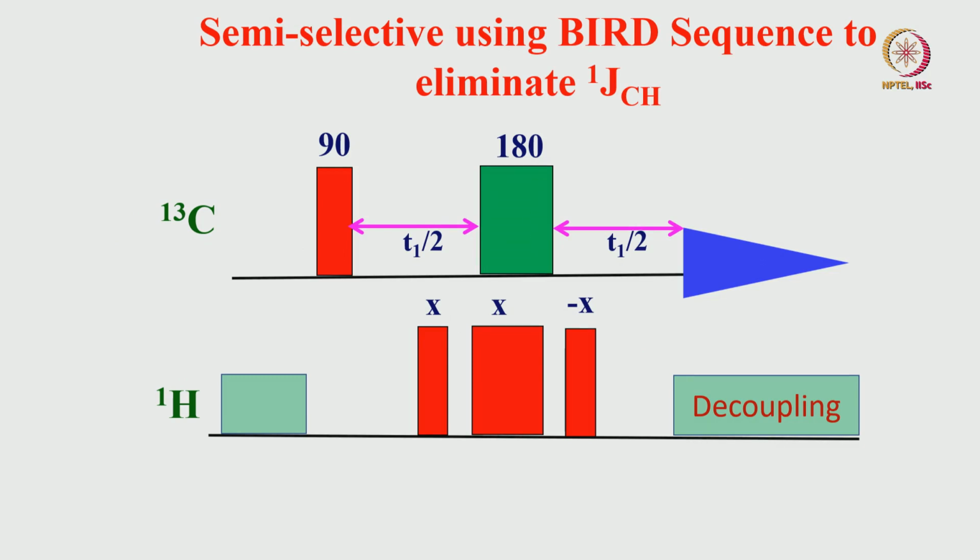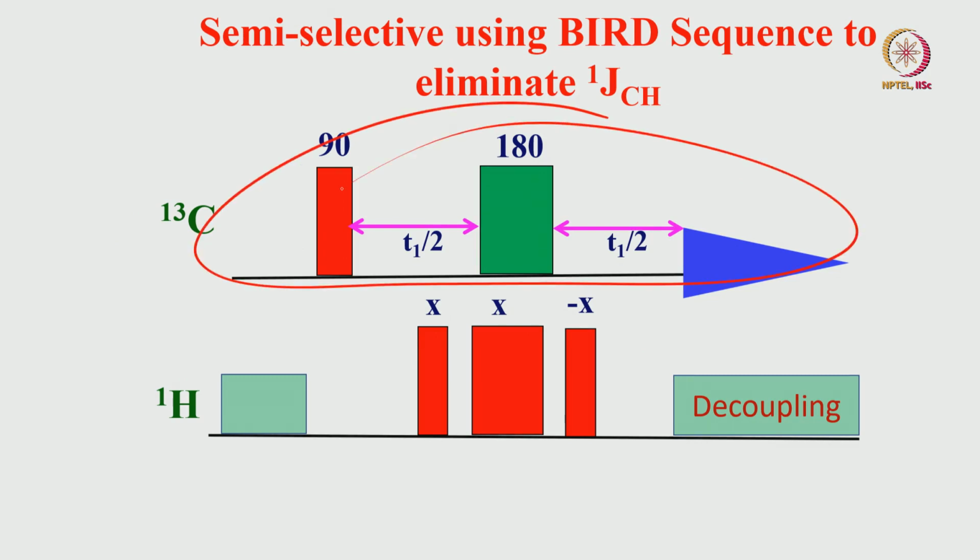What does it do? Of course, this you know is a homonuclear spin J-resolved sequence, but on the proton channel we are applying a BIRD sequence. Yesterday or the day before yesterday I discussed the BIRD sequence. BIRD is a 90, 180, 90 sequence like this. What will this sequence do?